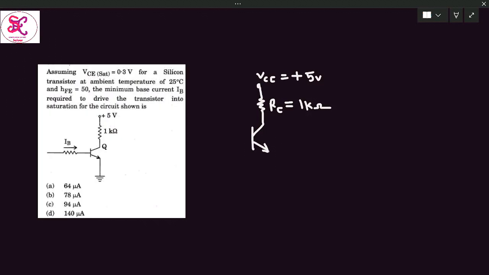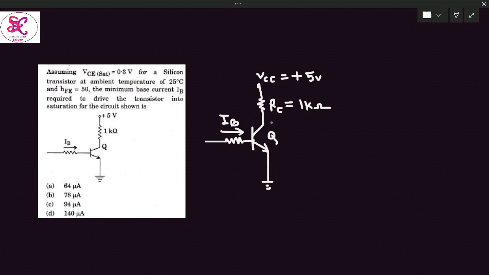I am drawing the same circuit. Say this is VCC, which is equal to 5 volt. Then I mention this is RC, this is equal to 1 kilo. This is the transistor, say Q transistor. Input resistor. We have to find out this IB current.